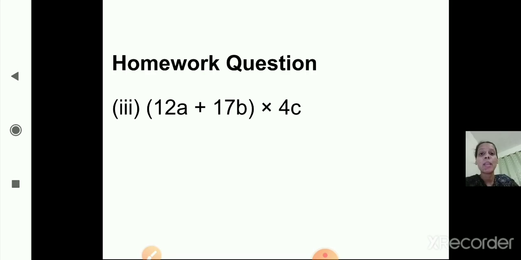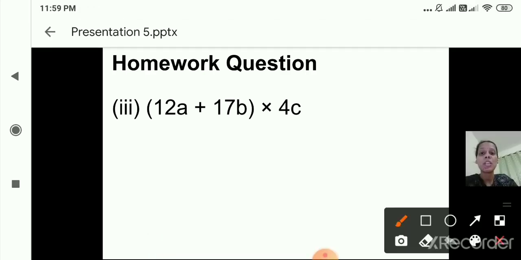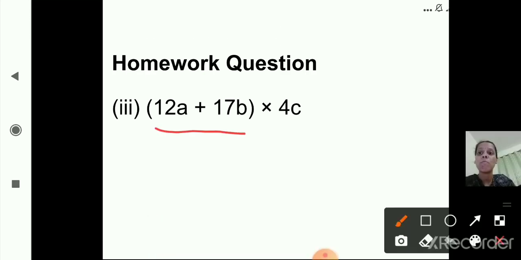Why binomial by a monomial? Because the first algebraic expression is a binomial and the second algebraic expression is a monomial, right? So here we are multiplying a binomial by a monomial. So you will do this on your own. I explained this example in the previous session, so I hope you will do this on your own.